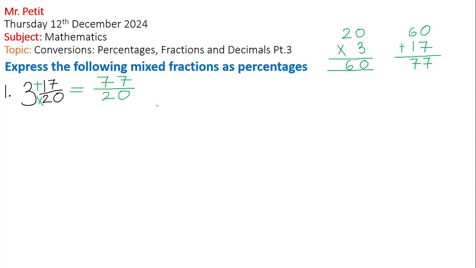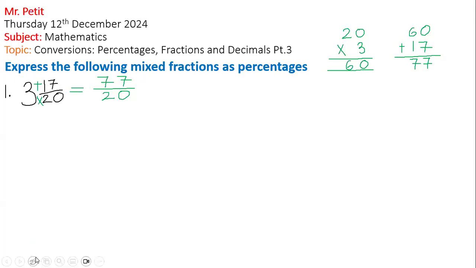Okay, good. What we're going to do, we have to use the cross-multiplication way because we don't have a better way. And we are going to multiply this by 100. So we have 77 over 20, and we're going to multiply that by 100.